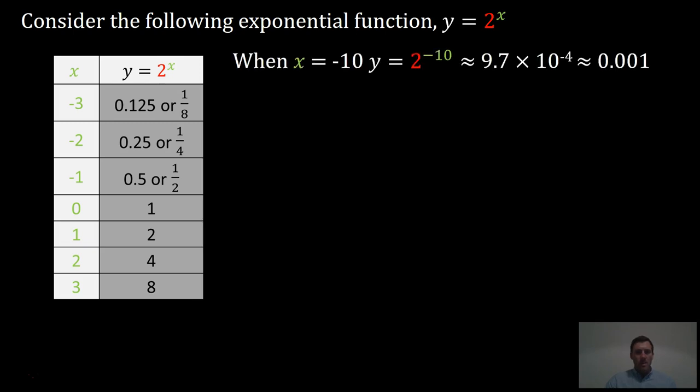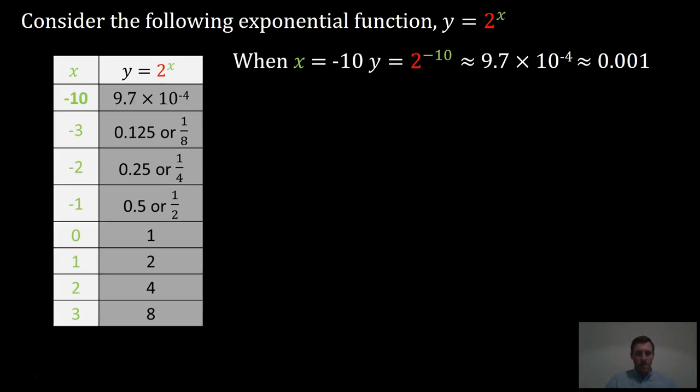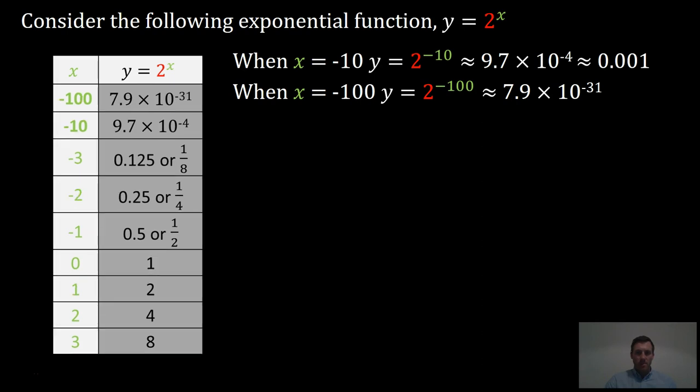When x equals negative 10, y equals 2 to the power of negative 10, which is approximately 9.7 times 10 to the power of negative 4, or approximately 0.001, which is a pretty small number. We can slot this value into our table. Now let's look at making x an even smaller value. When x is equal to negative 100, y equals 2 to the power of negative 100, which is approximately 7.9 times 10 to the power of negative 31. We can slot that value into our table.